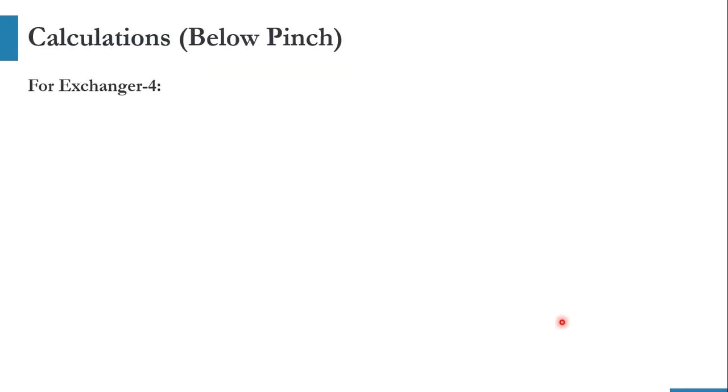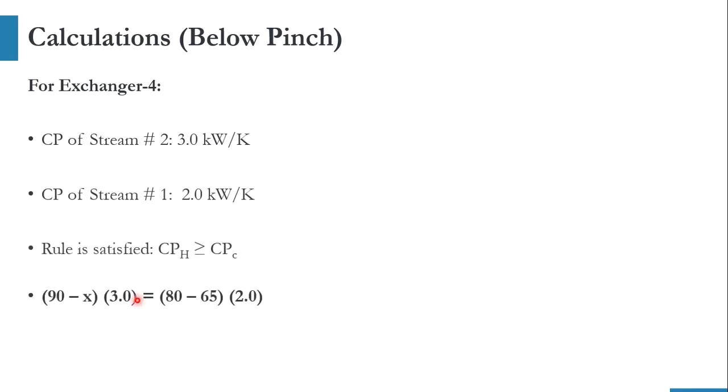For exchanger number 4, I have labeled it as exchanger number 4 in terms of the process to process recovery, otherwise it is exchanger number 5. You have to keep that in mind. So the CP rule between stream 2, 3 and stream 1, 2 is satisfied. 90 minus X. Obviously, you do not know the final outlet temperature of the hot stream, but you know that the cold stream will completely exchange its heat. So the answer is 80 degrees centigrade.